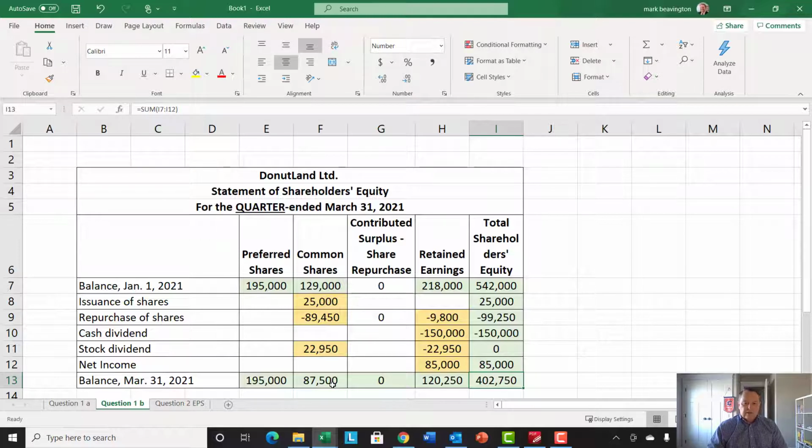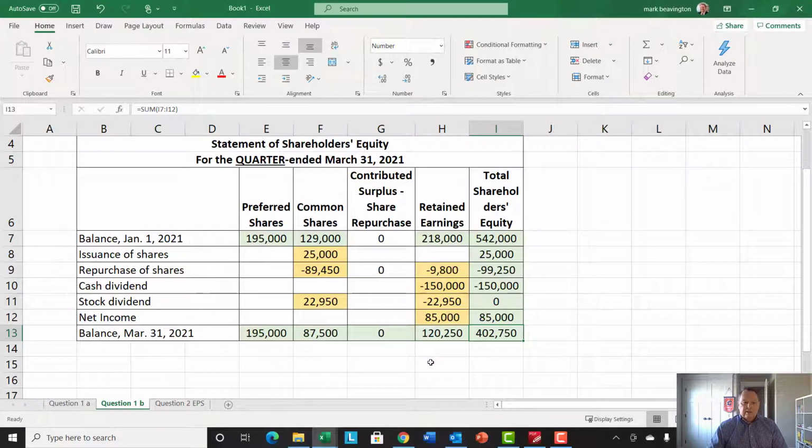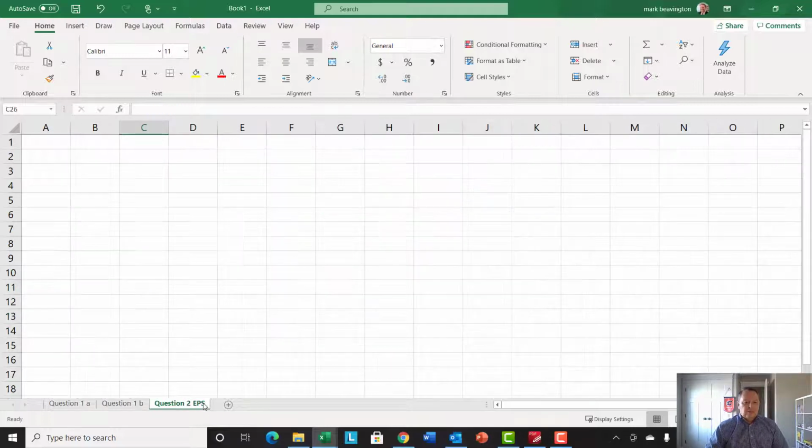So you needed to have these totals at the bottom here. You need to have the date right, and you have the right entries in each one of these things here. And that was the second part of that question. The earnings per share question was a good one.